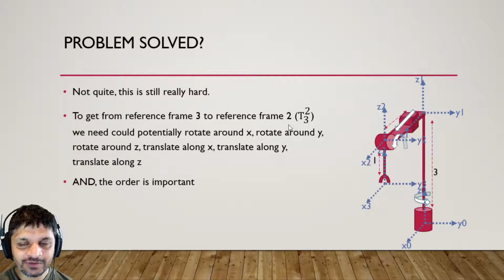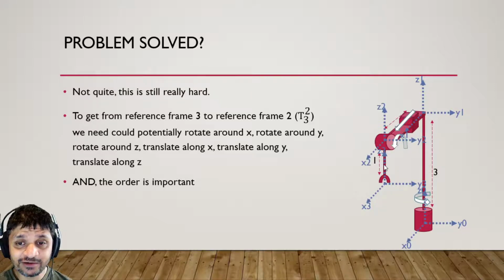Okay, so does that mean the problem is solved? Well, no, not really, because this is still quite hard. So let's say I was trying to get from reference frame 3 to reference frame 2, right? Now the thing is, this joint rotates, right? And it could rotate in X, Y, or Z. I could also have a prismatic joint that translates along X, Y, or Z.